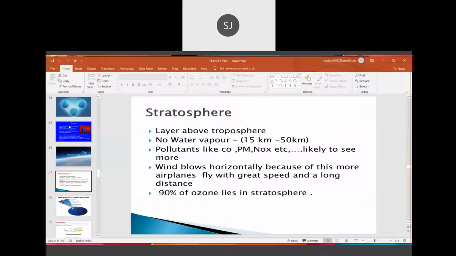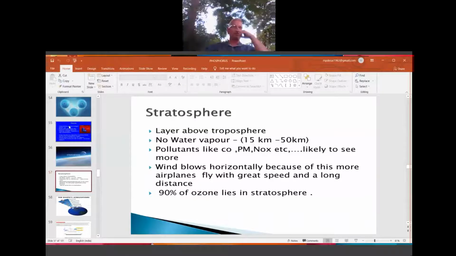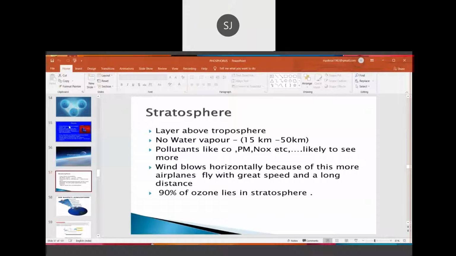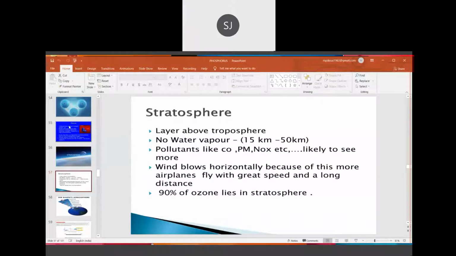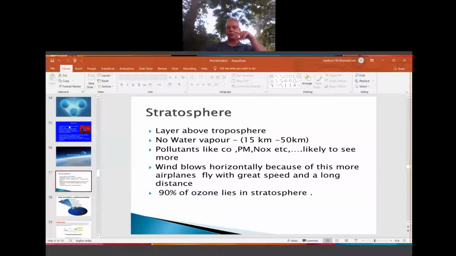Sir, is the formation of ozone endothermic or exothermic? Oxygen to ozone is endothermic. See, this fourth point is very important. Oxygen to ozone, the formation of ozone, is endothermic, and ozone to oxygen is exothermic. Yes, sir.